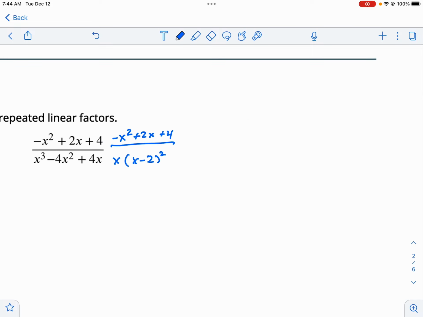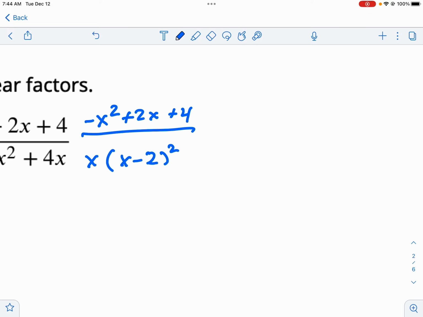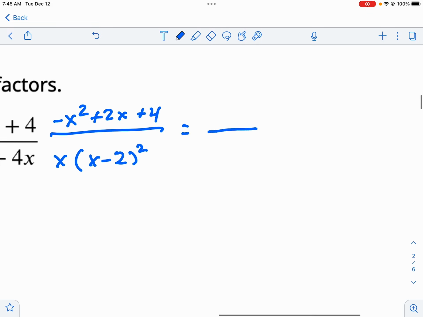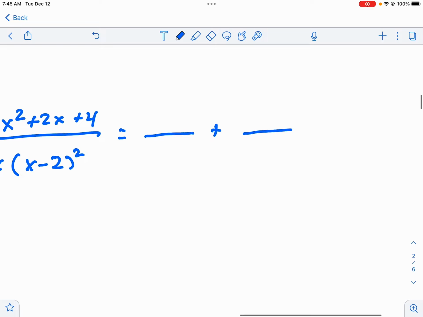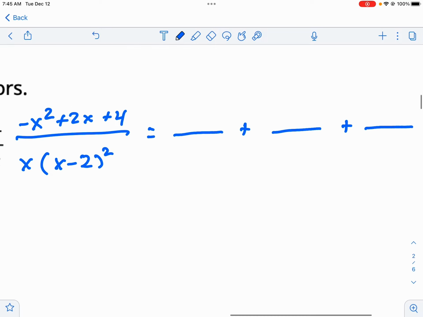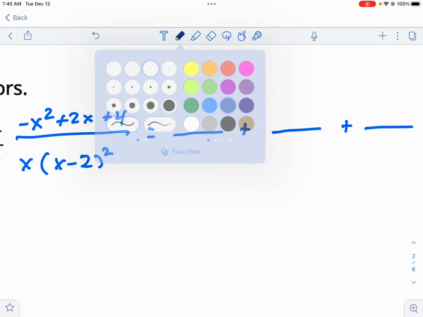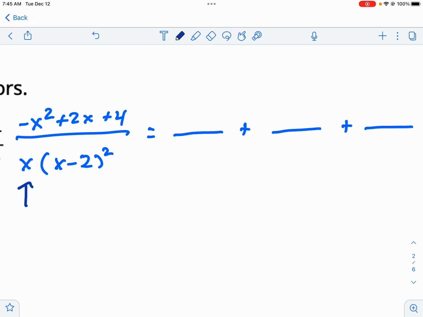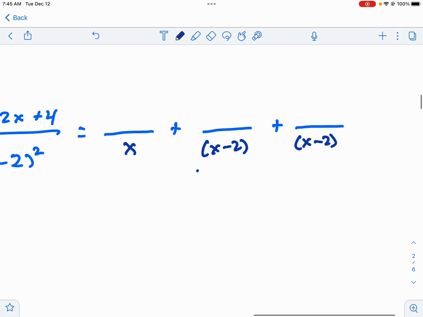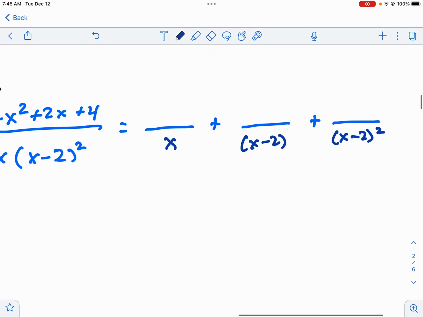So the tricky part with this one is that I have 3 of them, because you have 3 pieces down here. You have an x, you have an x minus 2. And so you can't say x minus 2 again, because if you have that, then these 2 fractions are actually just 1. So this is actually a power of 2. And then you have your a, b, c.